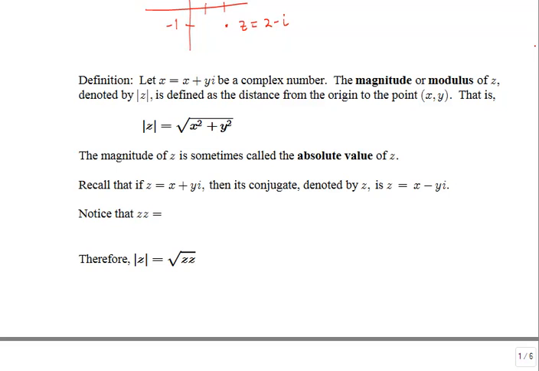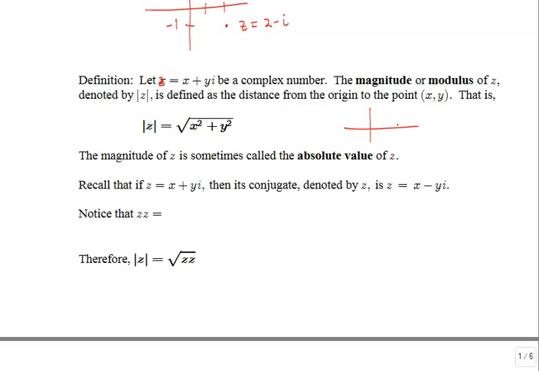Now a definition that you need to know is that if we let z equal x plus yi be any complex number, then the magnitude or modulus of z, denoted by these absolute value bars, is defined as the distance from the origin to the point x comma y. In other words, the absolute value of z, or this modulus or magnitude of z, is the square root of x squared plus y squared. And let's see why that is.